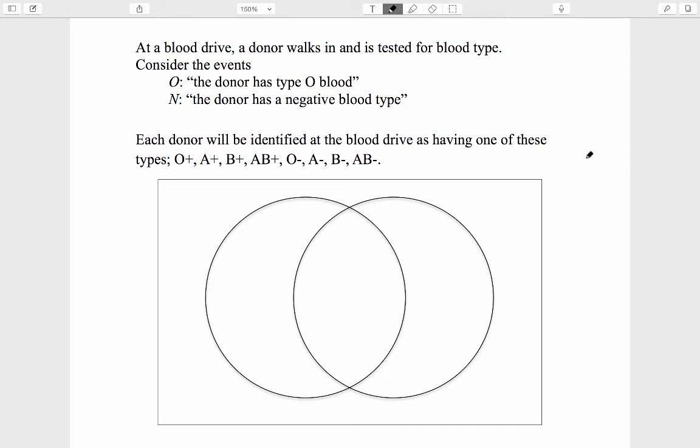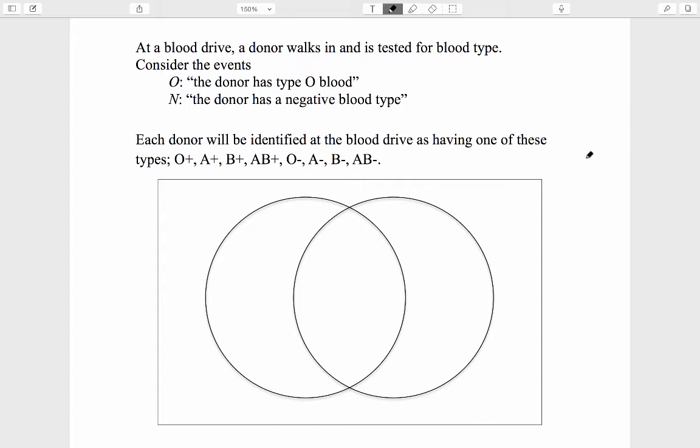We have a few more observations to make about probabilities of unions, intersections, and complements. To work up to them, let's look at a new example. At a blood drive, a donor walks in and is tested for blood type. Consider the events O, that the donor has type O blood, and the event N, that the donor has a negative blood type.